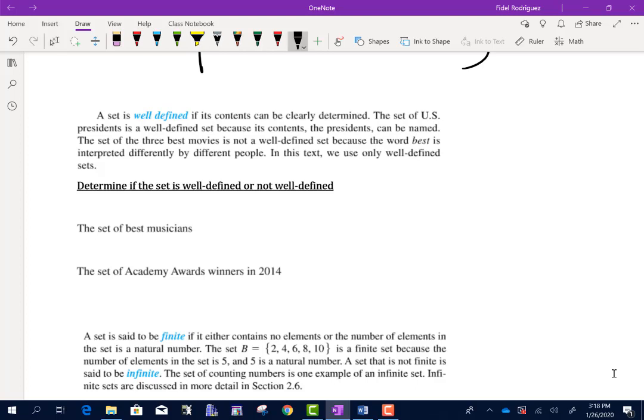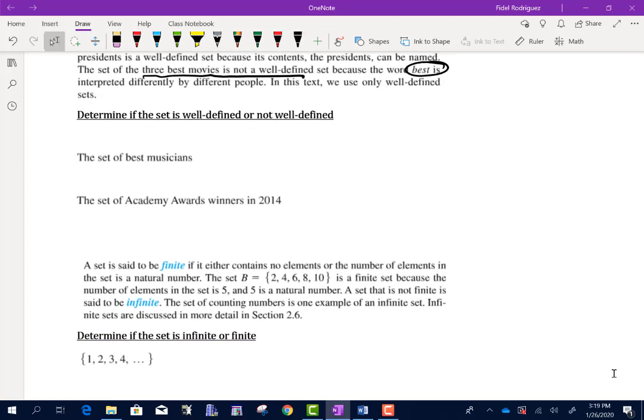Now look at the next part here. It says the set of the best 3 movies is not well-defined because of the word best, right? Best to me could be very different from best to you. So that's more of an opinion. When things are opinions, they're not well-defined. When you can actually make a list of everything in that set, then that's what we call well-defined.